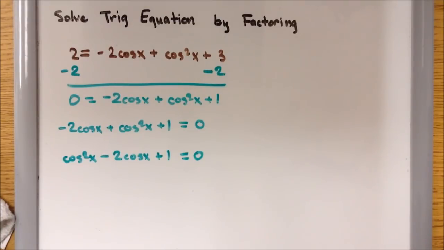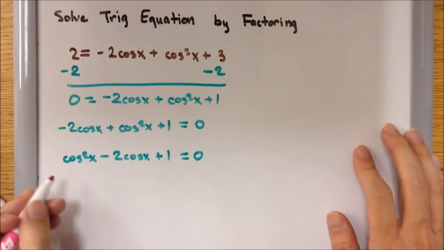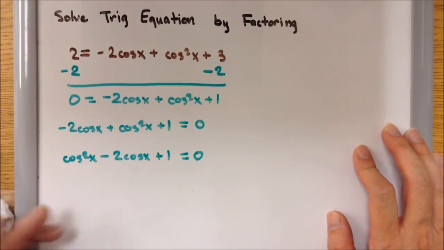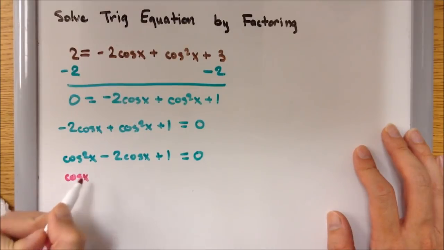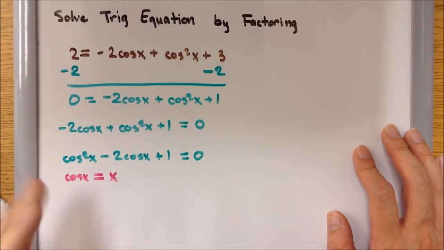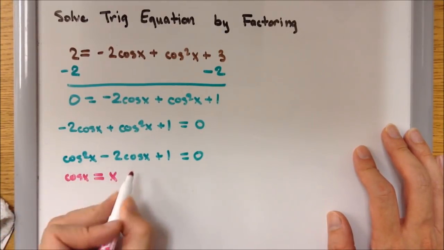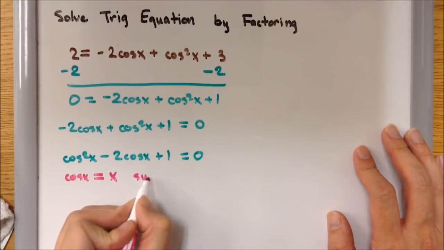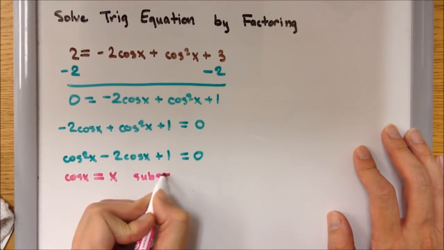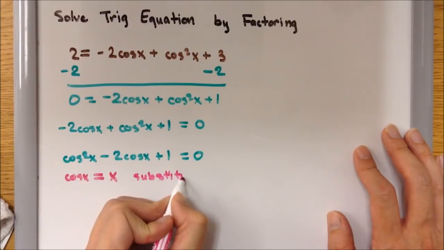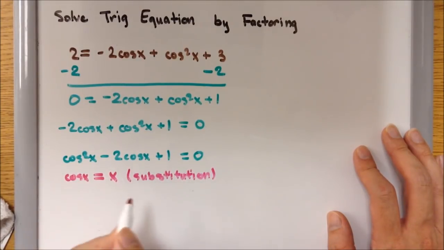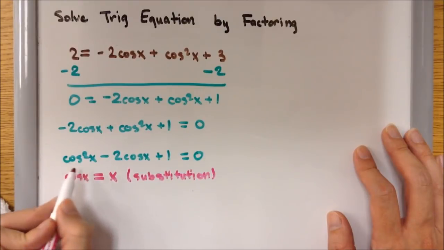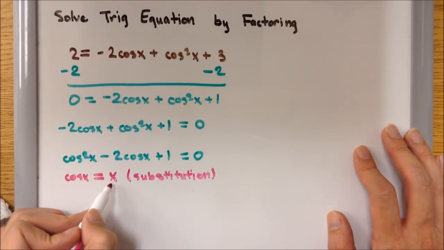What I'm going to do, instead of having cosine of x, is say, with substitution, cosine of x is equal to x. This is purely substitution, so I'm going to write substitution right here. So for every cosine of x, I'm going to switch it out with x.